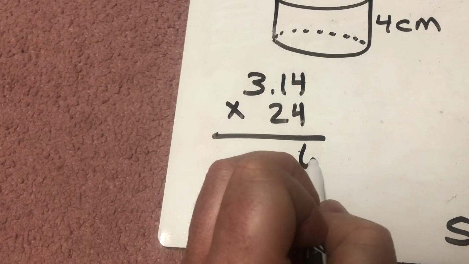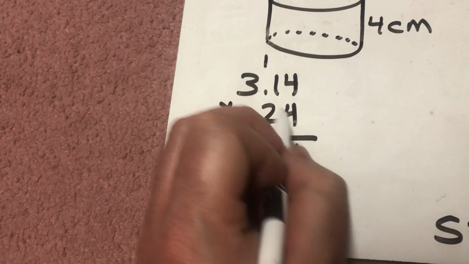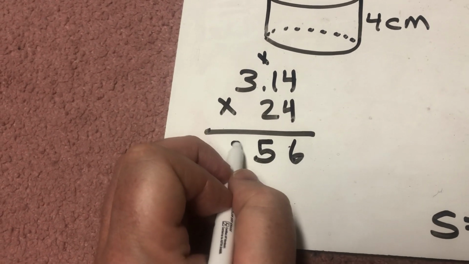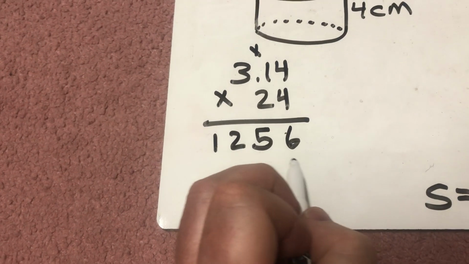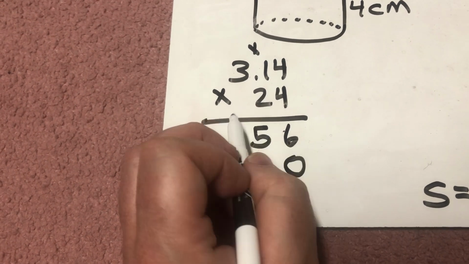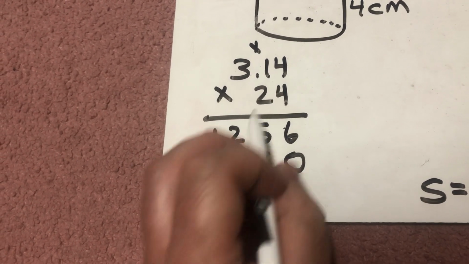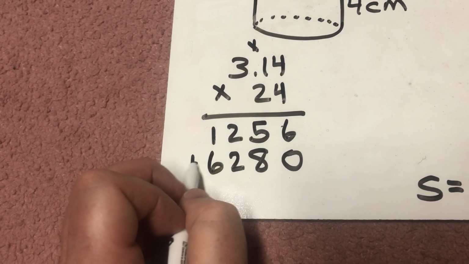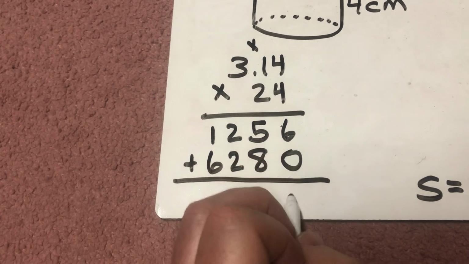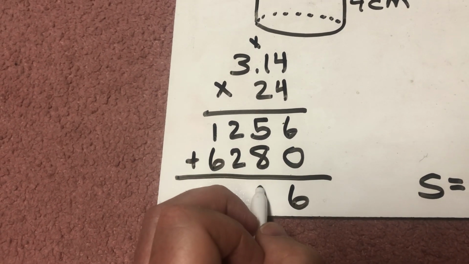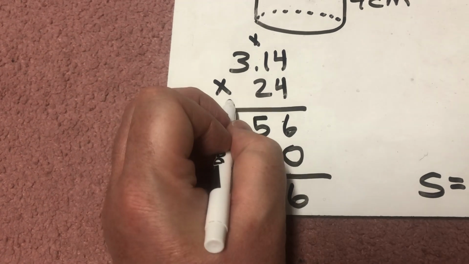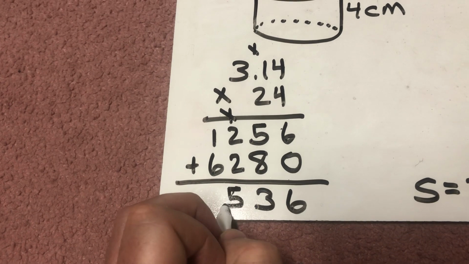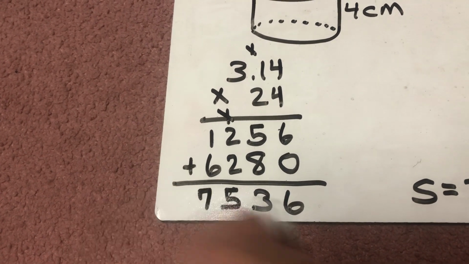4 times 4 is 16. Put the 6 down, carry the 1. 4 times 1 is 4, plus 1 is 5. 4 times 3 is 12. Put a 0 down, line up with my 2. 2 times 4 is 8. 2 times 1 is 2. 2 times 3 is 6. Add those together. 6 and 0 is 6. 5 plus 8 is 13. Put the 3 down, carry the 1. 2 plus 2 is 4, plus 1 is 5. 1 plus 6 is 7.